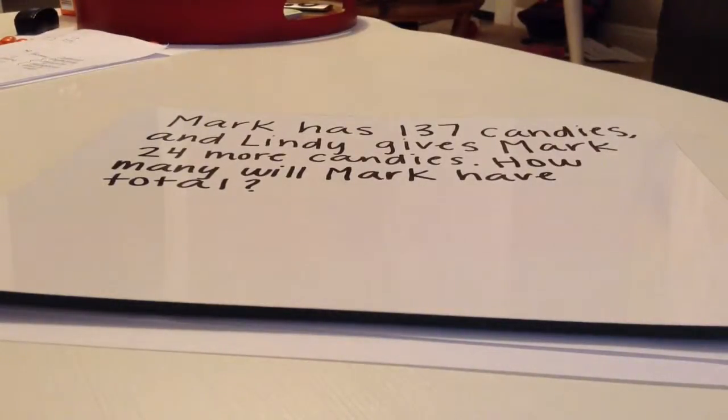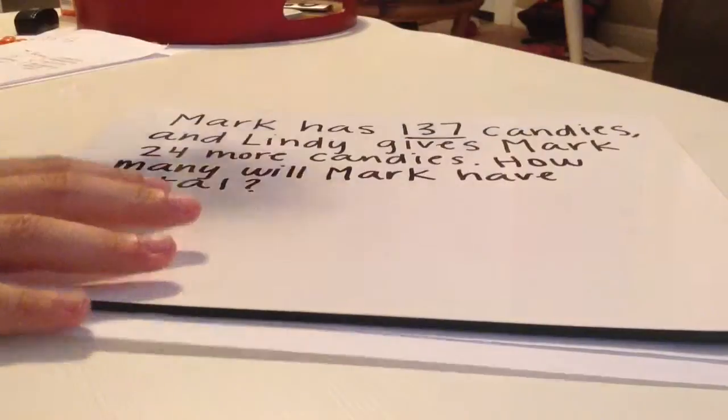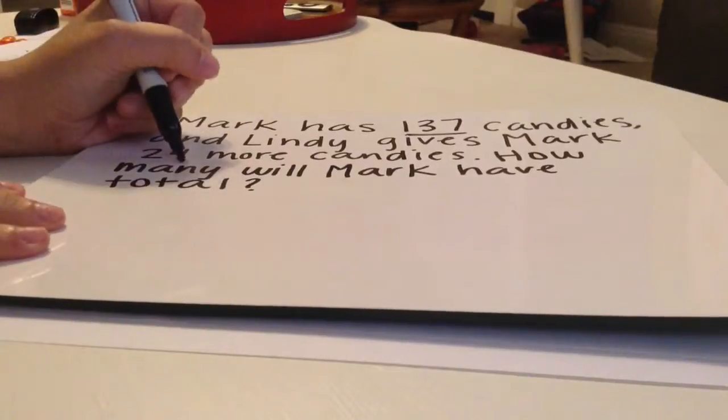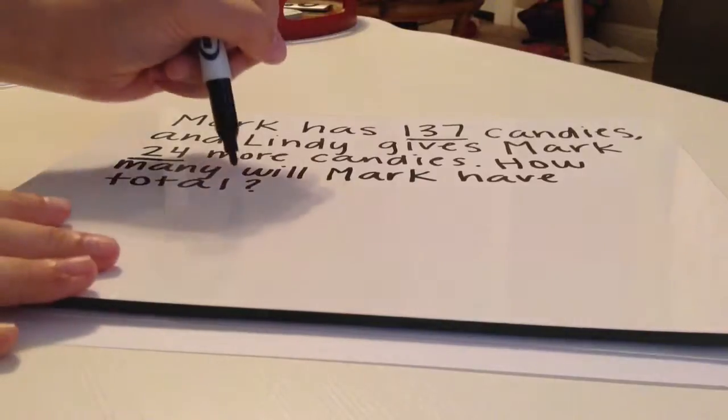Okay, so next we're going to review 10 frame place values. But first we're going to read this problem and see how to work it out. So it says Mark has 137 candies and Lindy gives Mark 24 more candies. How many will Mark have total? So let's look at the problem. First, we're going to underline 137. And then next we're going to look, and it says Lindy gives Mark 24 more candies. So how many will Mark have total? I'm going to go ahead and circle total.